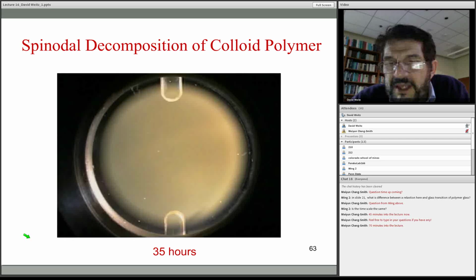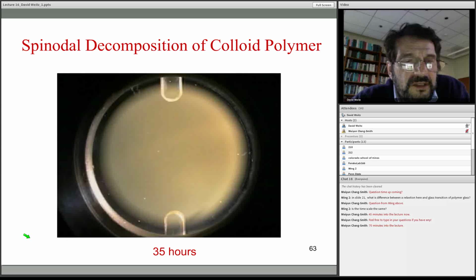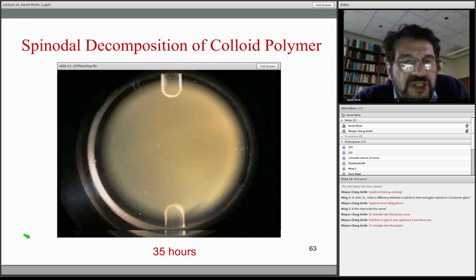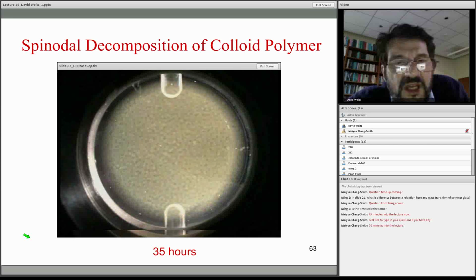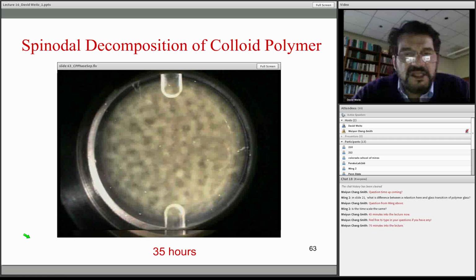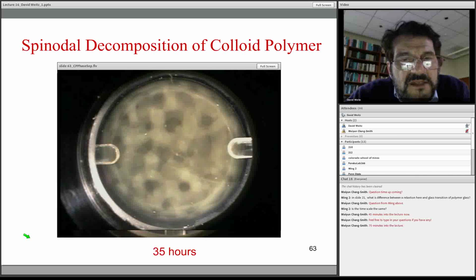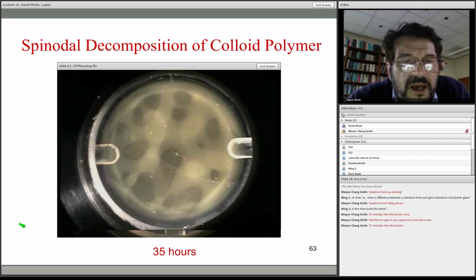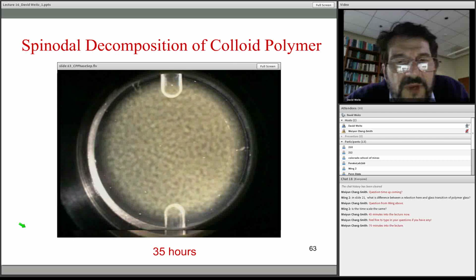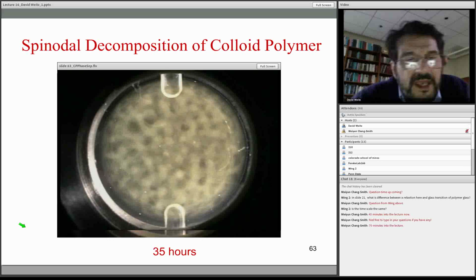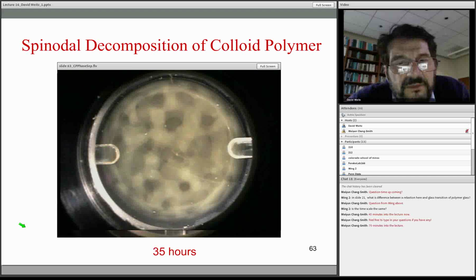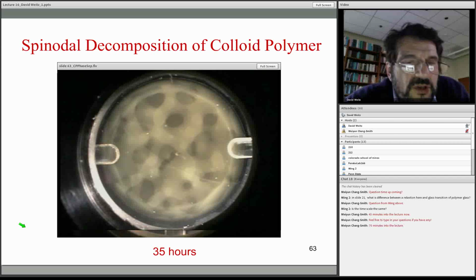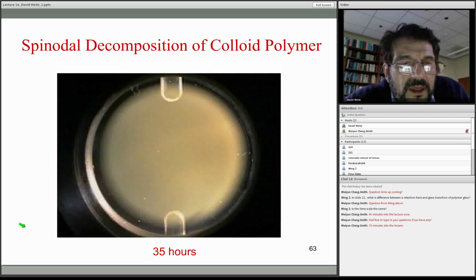And Mayun, if we could play the movie now. This is a movie, taking snapshots over the course of 35 hours. You see not much happens, and then you see spinodal decomposition. You see phase separation begin to happen, and the bright regions are colloid rich. Okay, that's enough. Thank you, Mayon. It's just playing again. You see this happening again. But if we can turn the movie off, thank you.